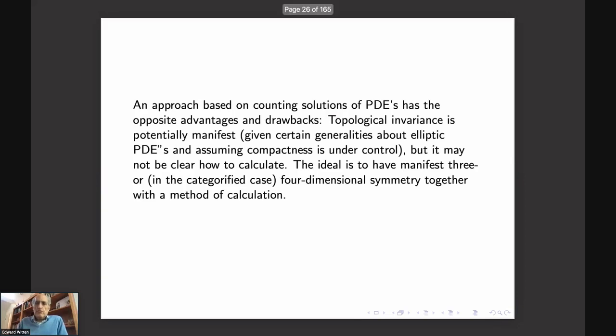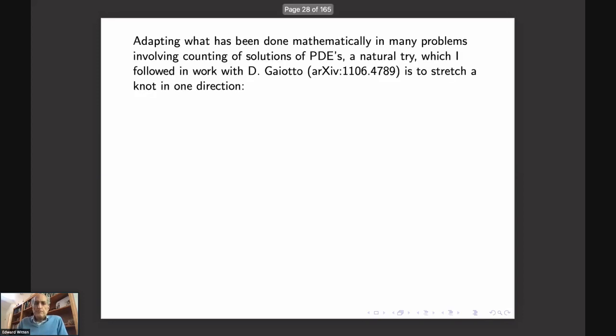So the way I'll interpret this question is the following. Suppose we have a PDE with the property that counting its solutions gives the Jones polynomial. What further property should that PDE have so we would have a good way to count the solutions in practice?